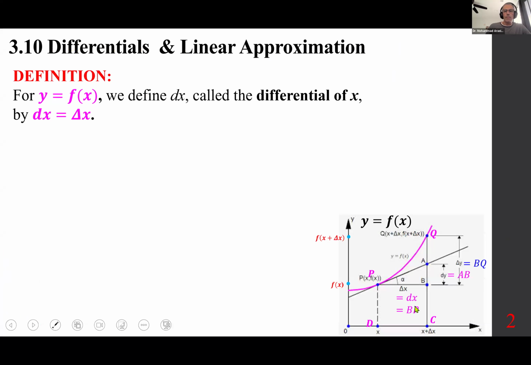So we have a curve y equals f of x. Here's the definition. We define dx, called the differential of x, by dx equals delta x. In other words, as we go from one point to the next, P to Q, along the x-axis, we cover what we call the run, delta x or dx, this distance BP, or from x to x plus delta x.